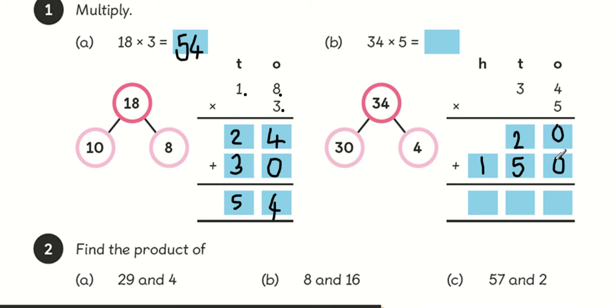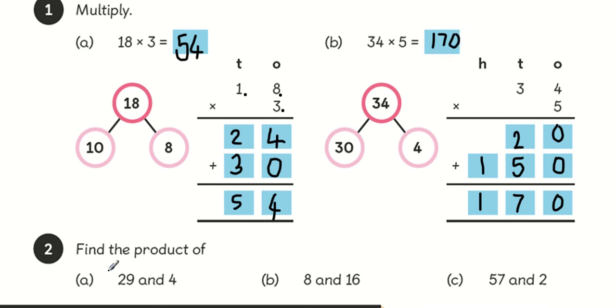There we go. Now we add them together. 0, 0, 0. 2 add 5 is 7. And then we bring our 100 down here. So our answer to 34 times 5 is 170.